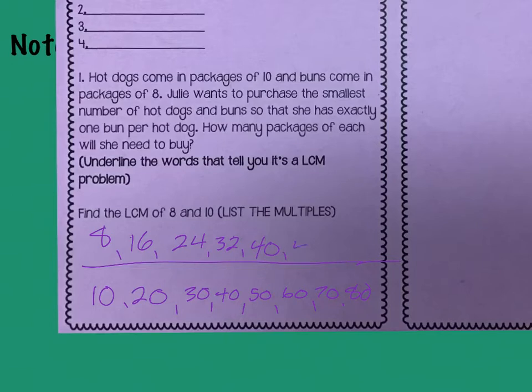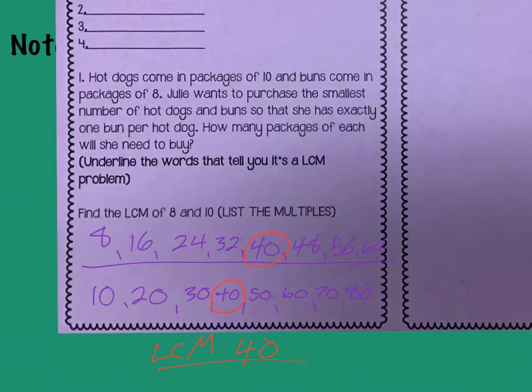6 times 8 is 48, 7 times 8 is 56, 8 times 8 is 64, and you can keep going on and on and on. We're trying to find what number overlaps first. If we scan along, we can see that we get to 40 here and we can get to 40 there. So that right there is the least common multiple, 40.